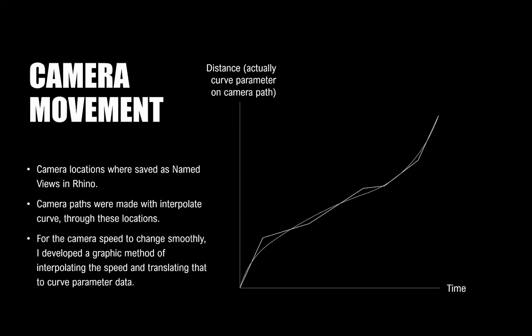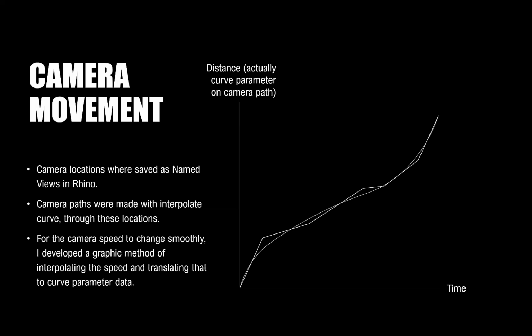Okay, so the camera movement is a bit tricky, actually. I saved the camera locations as named views, and I brought that data into Grasshopper. But the tricky thing here was that I interpolated between these camera positions to get a smooth movement. If you would use a polyline between these different camera points, it would look really awful. Unless you would like that robotic movement, but usually we don't like that for cameras.